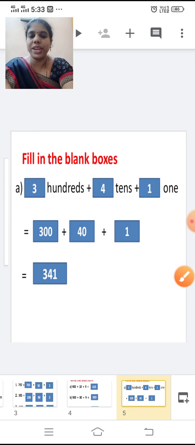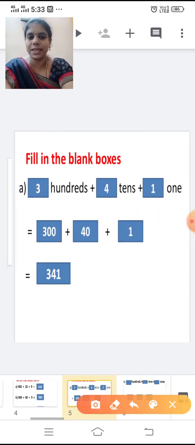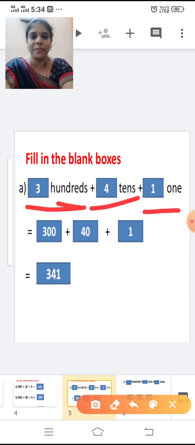Now fill in the boxes. Now we are going to fill in the boxes. How many hundreds do we have? 3 hundreds. How many tens? 4 tens. And how many ones? 1. So 3 hundreds and 4 tens and 1.